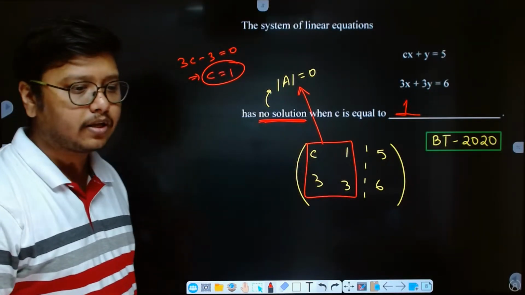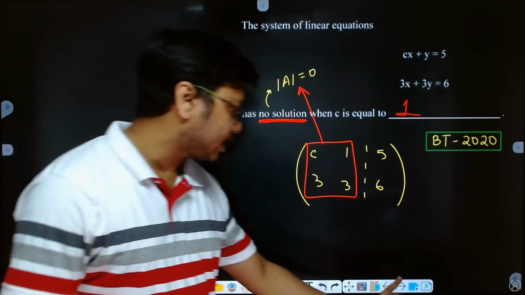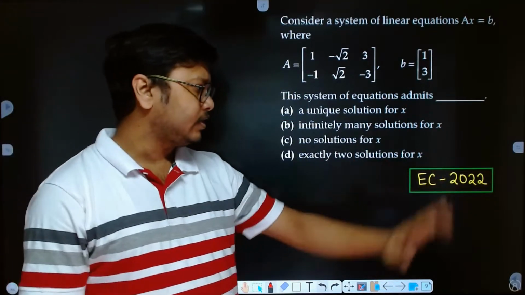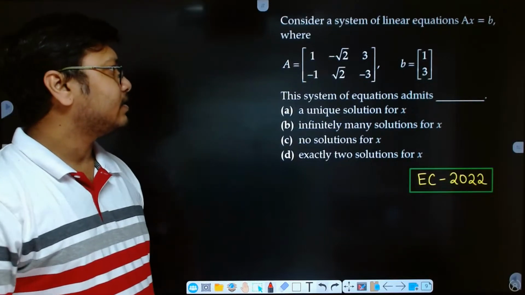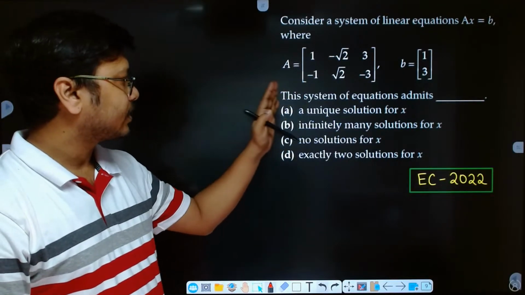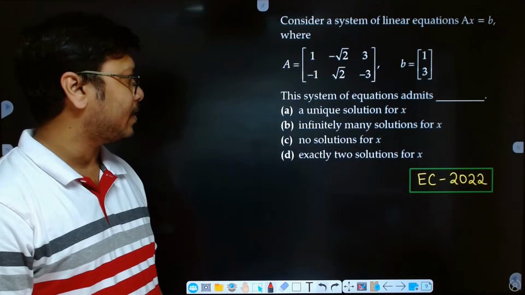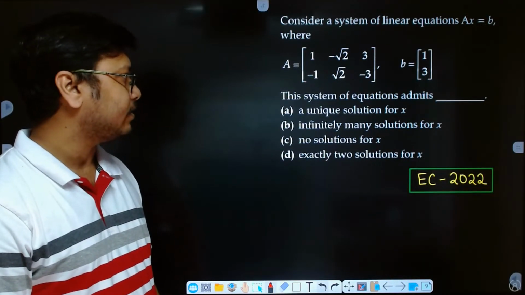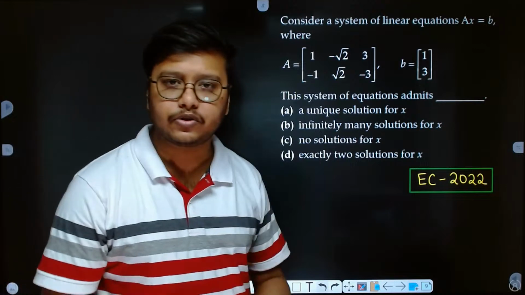So we did not require the row operation here because C is right there in the coefficient portion. Okay. Let's take a look at another question. This is EC 2022. Consider a system of linear equations. The matrices and the augment parts are given. Again, which is true? You need to find the nature of the system of equations.